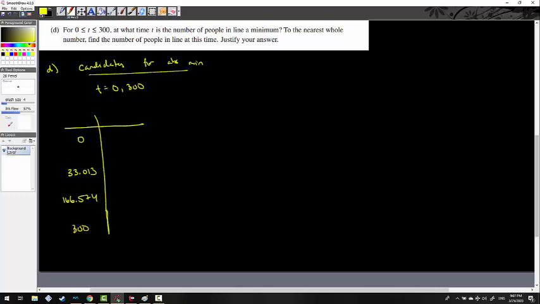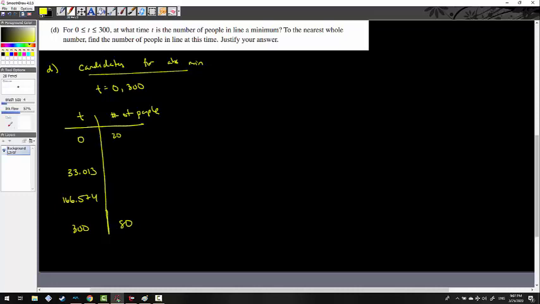Well, some of these we already know. This was 20. They told us that in the beginning of the problem. This is 80. We found that out in part B. Now I've got to figure out what these guys are. So this is t, and this is the number of people. So how do I figure this out? Well, this is exactly like B. I just have to find out how many people are in line at that moment in time.